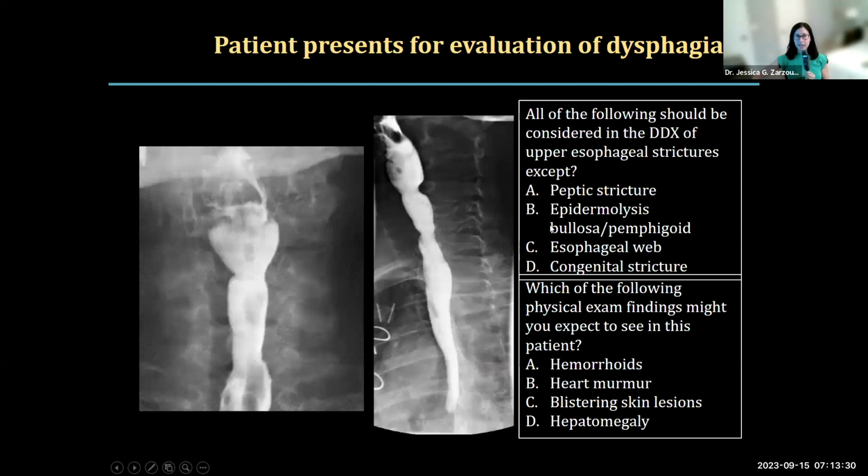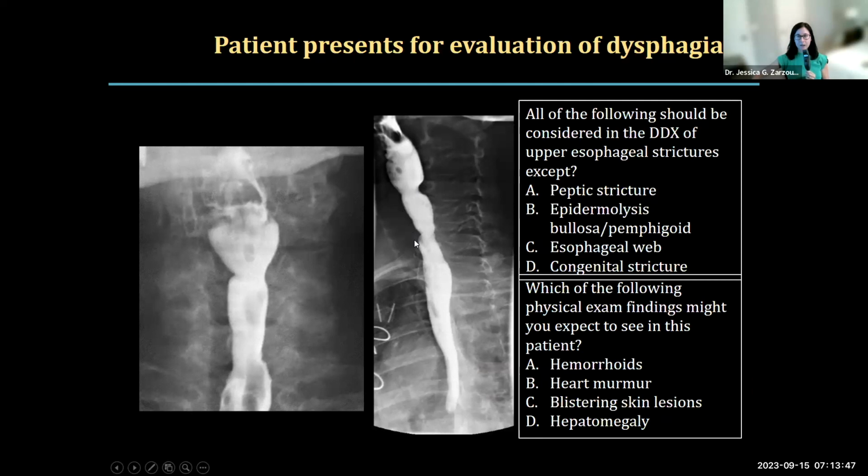Okay, so this is another patient who presented for evaluation of dysphagia. So here we are in the cervical esophagus, and we can see this strictured segment extending throughout most of the length of the cervical esophagus. And in this more oblique image here, we can see it extending in this area.